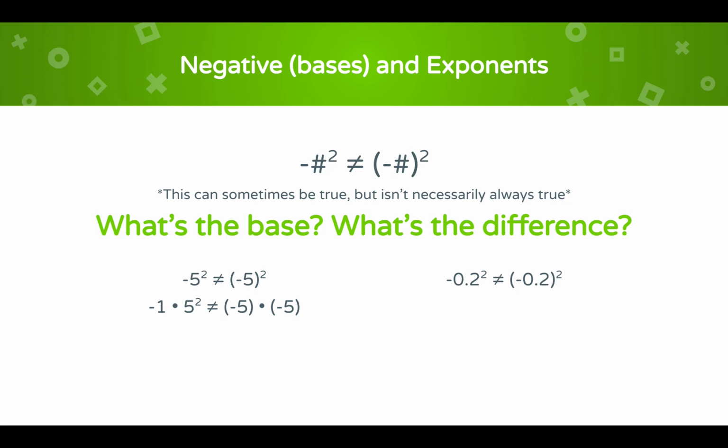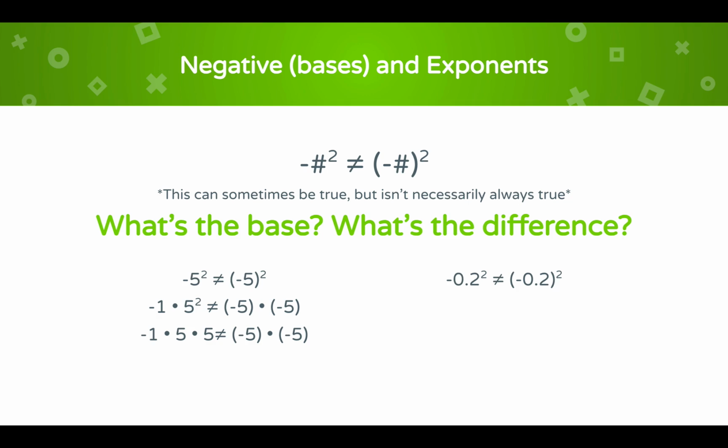Negative 5 squared, with parentheses, implies the base is negative 5. The base without the parentheses is positive 5. So negative 5 squared is not equal to the opposite of 5 squared. And we can evaluate and see why. So negative 1 times 5 squared, you do 5 squared first, right? That's 5 times 5, and then multiply by negative 1.